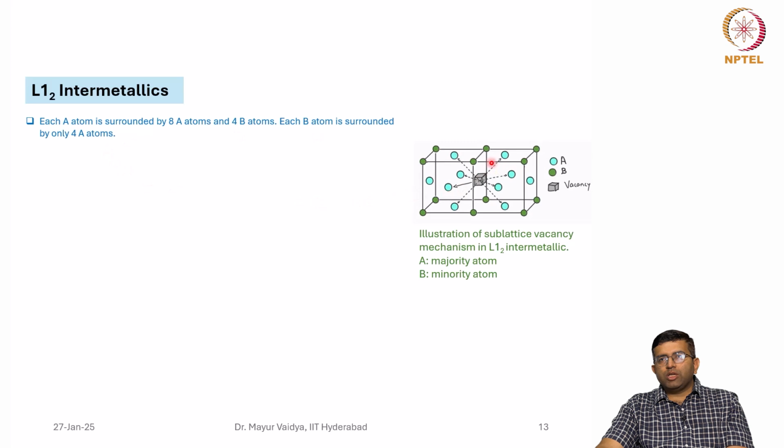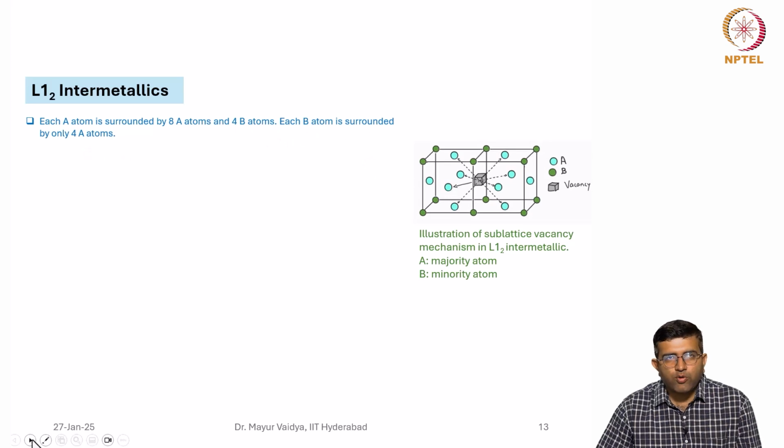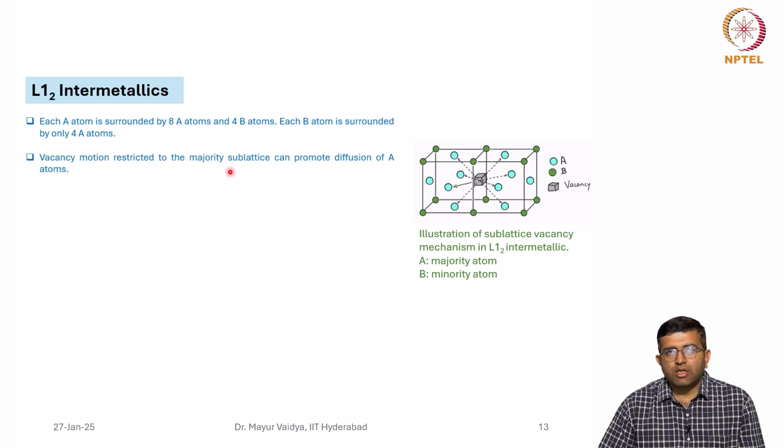if you see L12 intermetallics, this is how the unit cells look. You see that these are the corner atoms, which are the B atoms, and the face centered are the A atoms. So, these are A3B type structures. If you see this structure, each A atom is surrounded by 8 A atoms and 4 B atoms, whereas the B atom is only surrounded by 4 A atoms. So, therefore, the vacancy motion is restricted only to the majority sublattice, and it promotes the diffusion of A atoms.